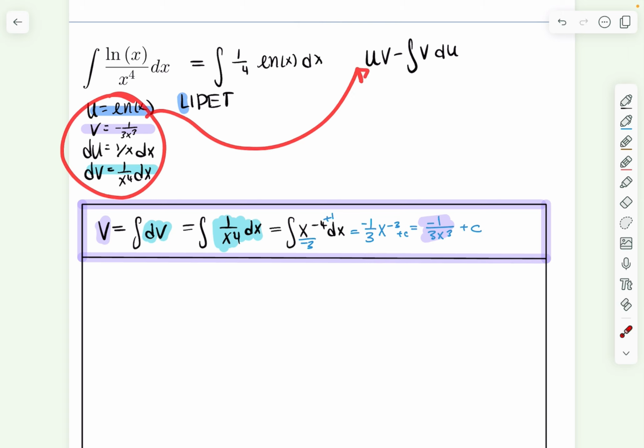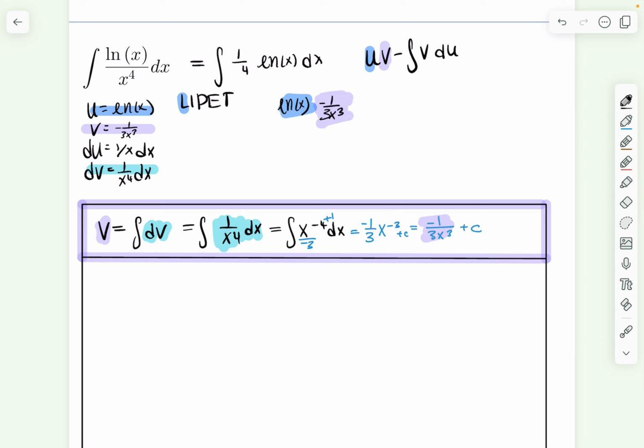Now we have everything that we need to plug in, so let's do that. Our u is ln of x. Our v is negative 1 over 3x cubed, but we can rewrite it like so. Then minus the integral of v times du, which is 1 over x dx. Now these become a positive. These x's become x to the fourth. This 1/3 is a constant I can bring out. And now I'm just left with 1 over x to the fourth dx as my second integral that I need to do.